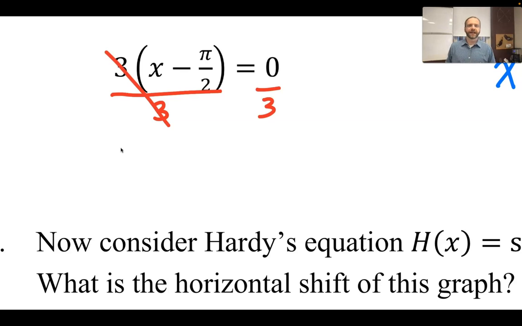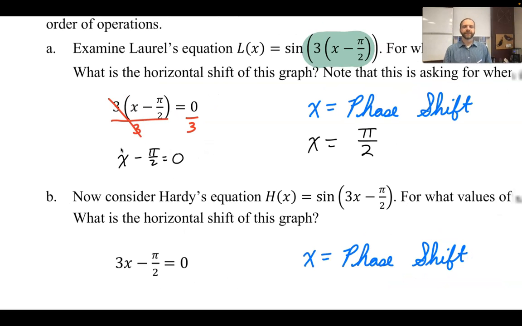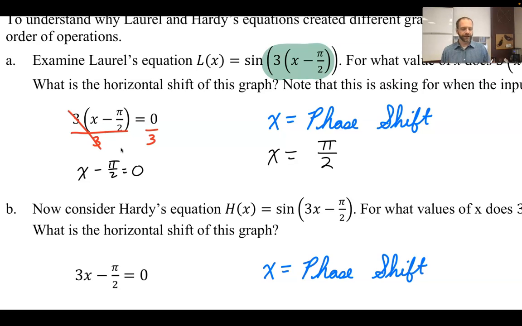Because that would just cancel that out in the front. And 0 divided by 3 is just 0. So in that case, x equals pi halves. That's my phase shift for Laurel's equation. And in this case, remember your phase shift is going to be represented by the h value in your equation. So that actually is the same thing for Hardy's. The phase shift is going to be represented by the h value, what we solve for.